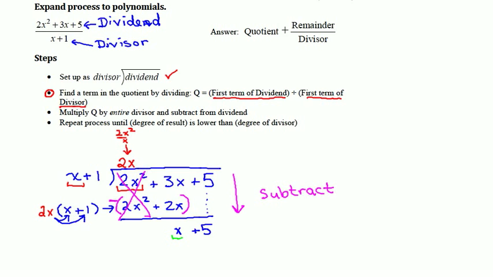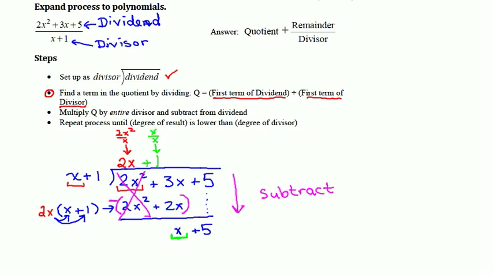Looking at my dividend now, starting over again, my first step is to find a term in the quotient by taking just the first term of the dividend and dividing that by just the first term of the divisor. So that gives me x over x, which is 1. And each of these terms in the quotient get added, so it's very important to write that plus symbol there, not just put in the 1. Usually when it's negative, people get the symbol there automatically, but when it's a plus, sometimes people miss it.